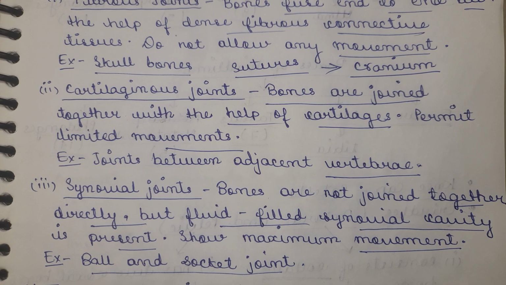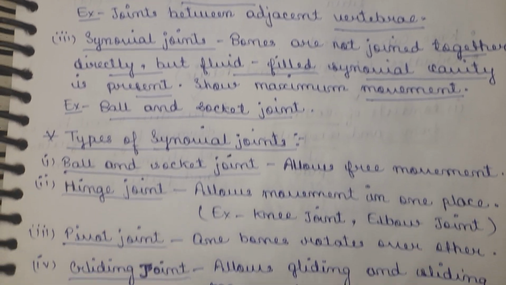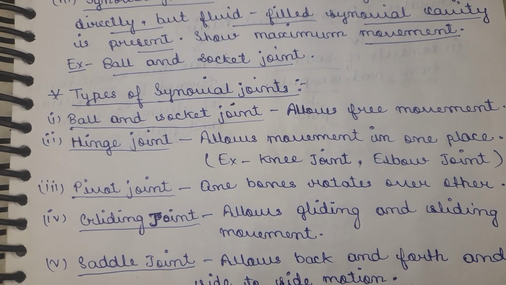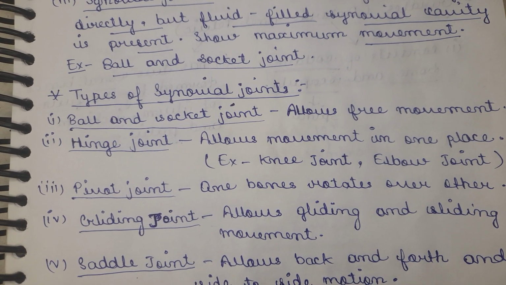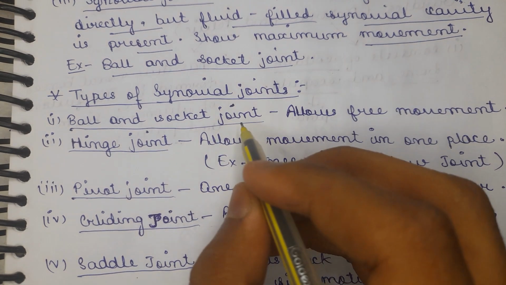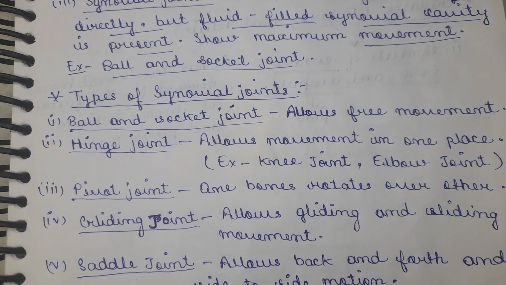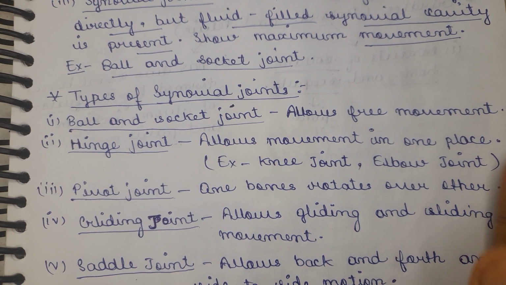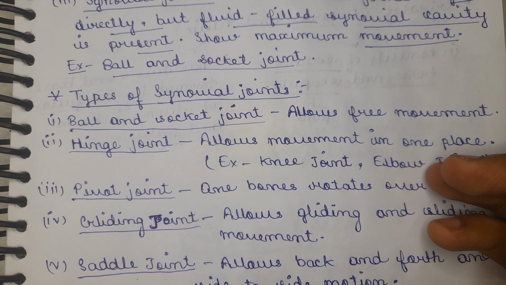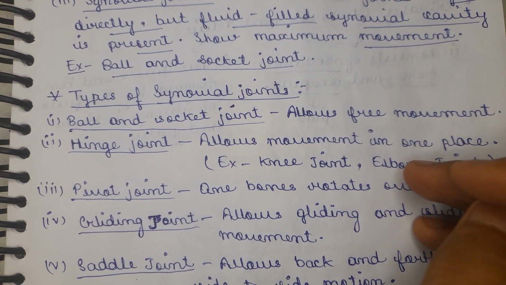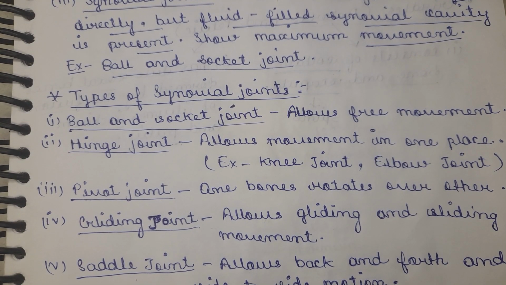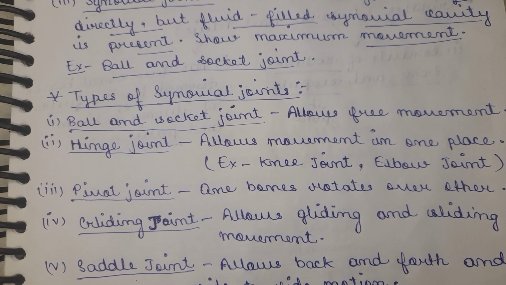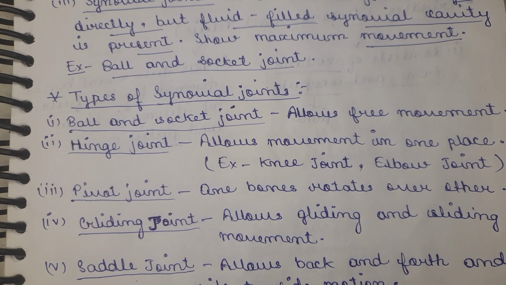Now the next topic is about the types of synovial joints. The synovial joints are of five types. Starting with the first one, the ball and socket joint. The ball and socket joints allow the free movement of the bone, and they are found between the humerus and the pectoral girdle, and also between the femur and the acetabulum of the hind limbs.